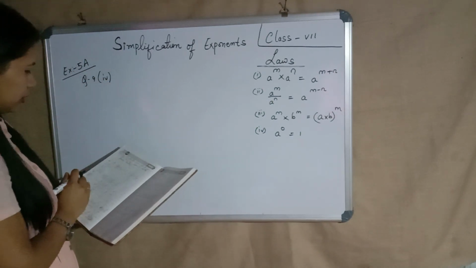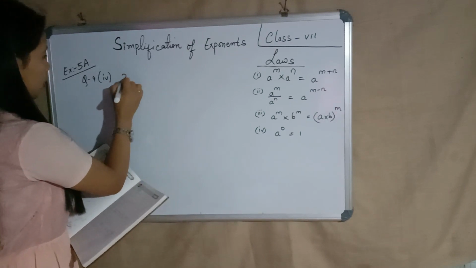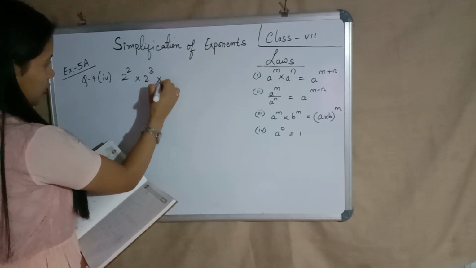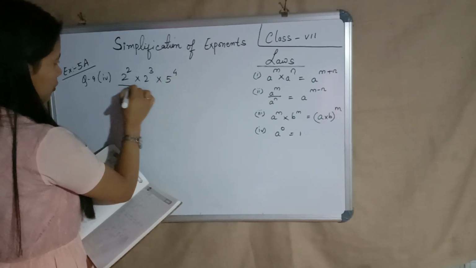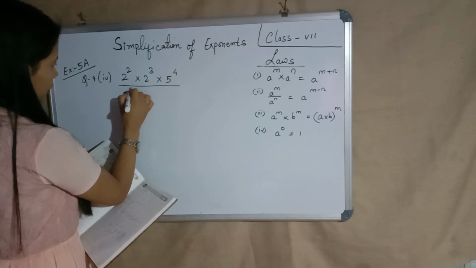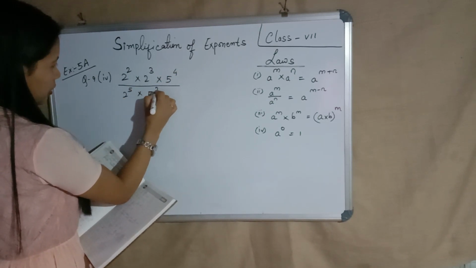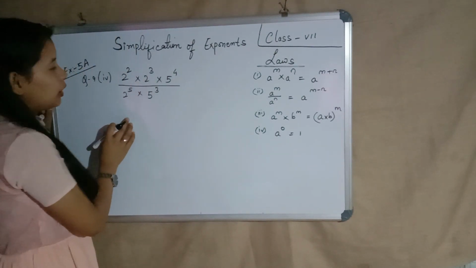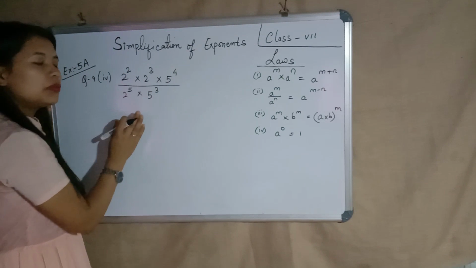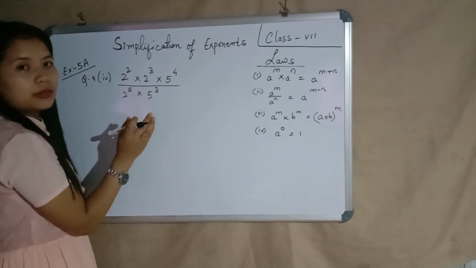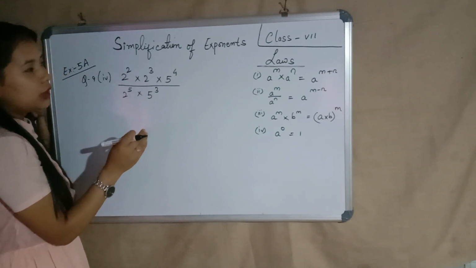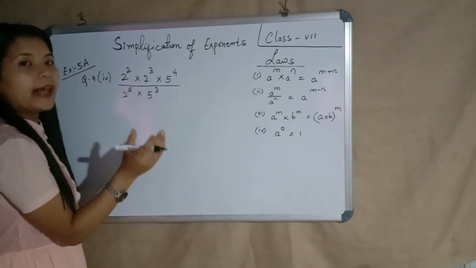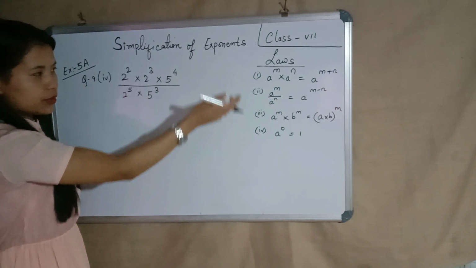I'll write the question. It is 2 raised to the power 2 into 2 to the power 3 into 5 to the power 4, divided by 2 to the power 5 into 5 to the power 3. This is a simplification problem. You can solve this problem without using the laws, but as I said earlier, if you use laws, the calculation will be very easy. So let us use the laws that we have.